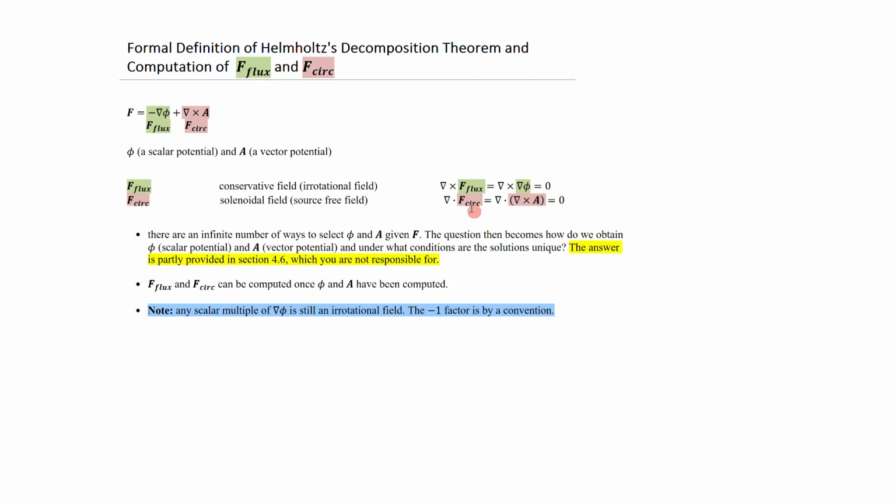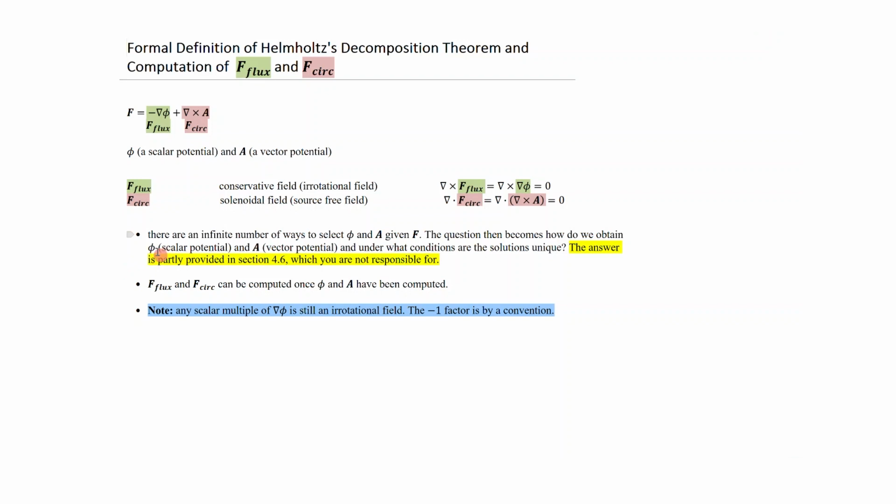On the other hand, if you take the divergence of the circular component of the field, which is one described by the curl of the vector potential A, the divergence of that will also be equal to 0 according to a vector identity, which we described in a previous lecture. So these are generally terms that we can state right off the hand.